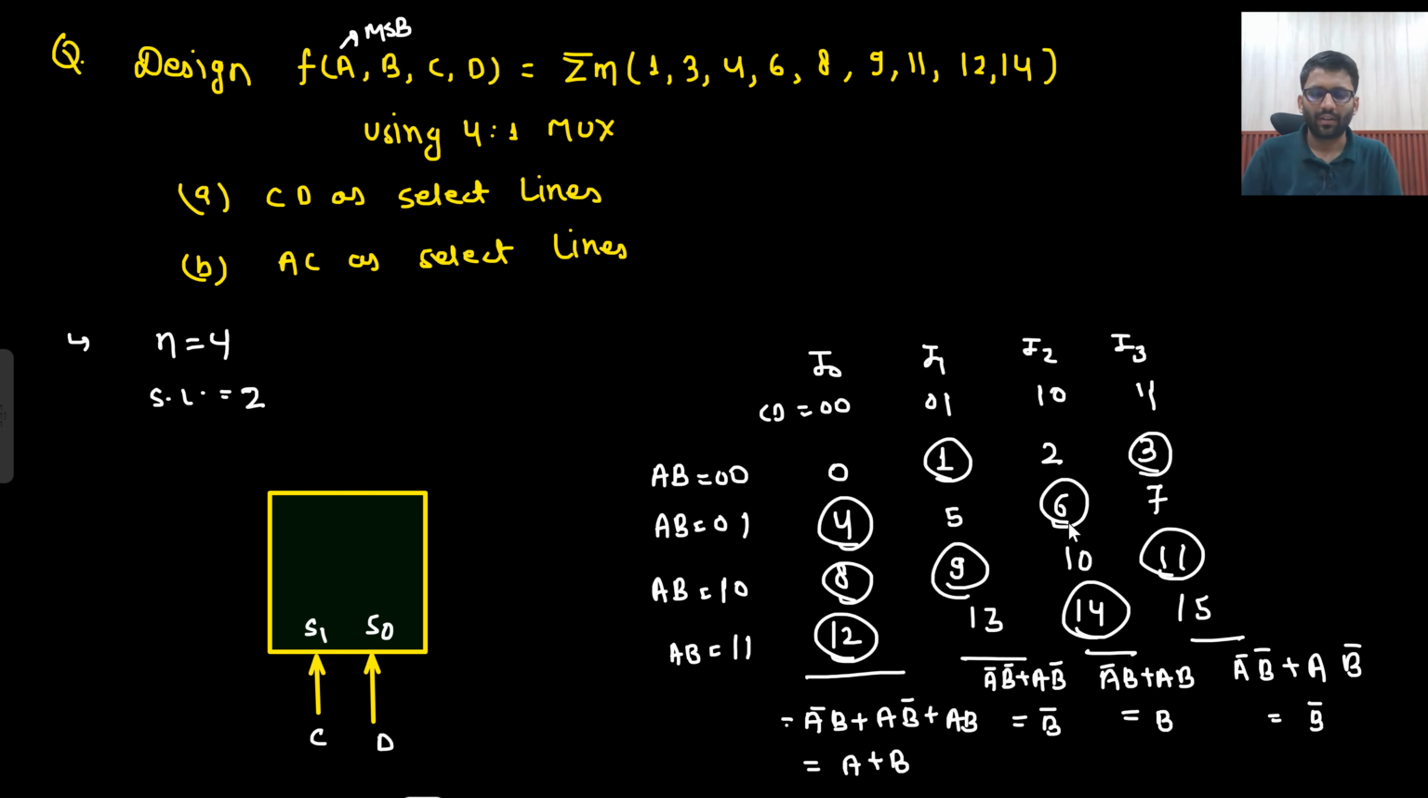So these are the same. What about this? A bar B plus AB. So you will get B only. And here you are getting A plus B. So what is the input? How will you define the inputs now?